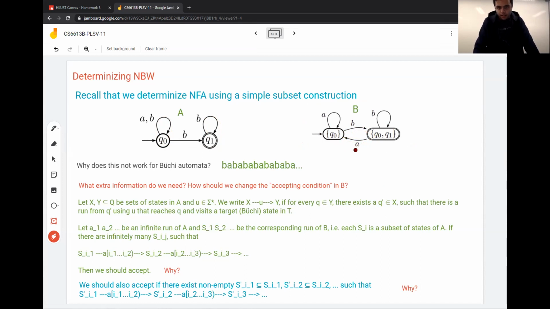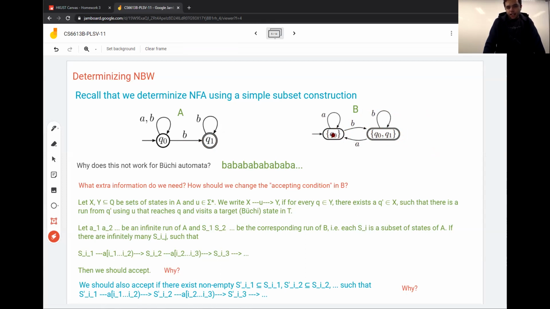And that's bad. Why? Because, well, BA, BA, BA has infinitely many A's. And it wasn't accepted originally, but it's now accepted here. Why does this happen? Because, well, you start here, which is the right starting point, and you take the edge B. In the right side, you go to this state, but what happened in the left side was that you would be in Q1, right?